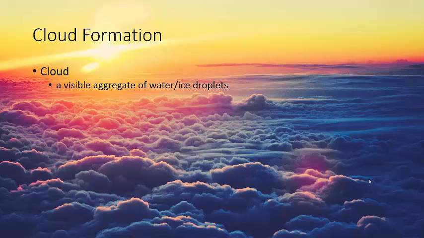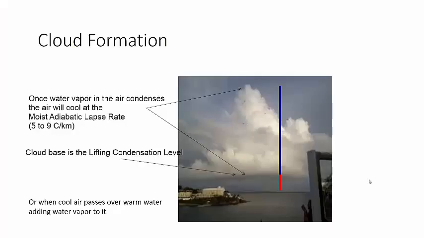So first of all, before we can talk about precipitation, we have to talk about condensation. And one of the forms of condensation is a cloud. And what's a cloud? A visible aggregate of water droplets, or, depending on its height and where it is, ice droplets, right? So basically just a collection of water and/or ice droplets.